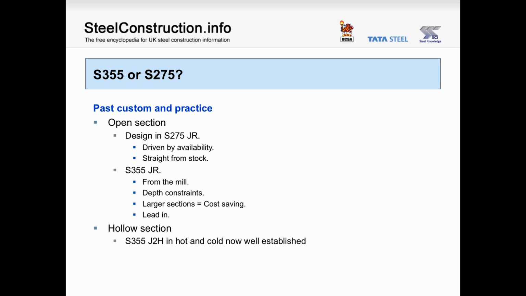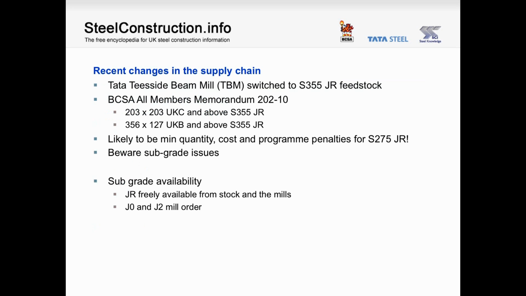Turning our attention now to hollow sections, it's been the case for many years now that hollow sections are supplied in a single grade, S355J2H. That's in both the hot finished and cold formed product, and this practice is now very well established.